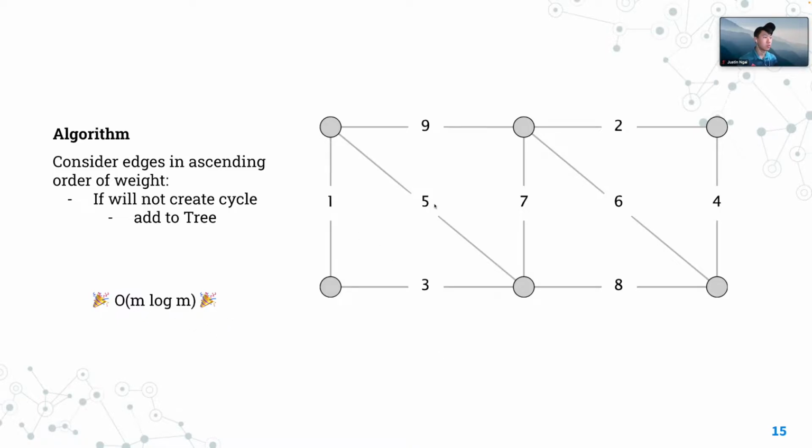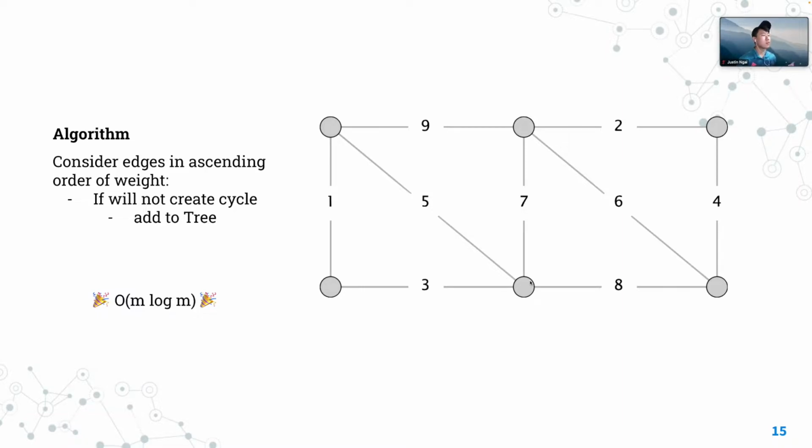So here it will be 1, 2, 3, 4, 5, 6, 7, 8, 9. And the algorithm, paraphrased, would basically be like this, right? We consider the edges in terms of ascending weight. So we start from 1, then we go to 2, then we go to 3, etc. And we only add these edges to this tree that we're growing as we go if they do not form a cycle.